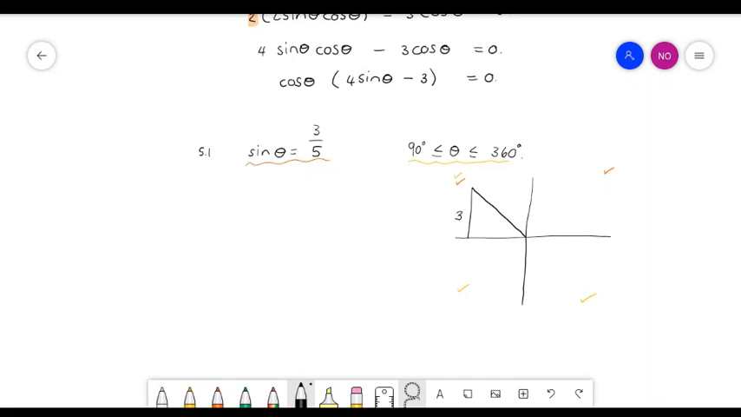Hypotenuse, so that's 3, that's 5. How do I calculate the third side? Pythagoras, which gives me a value of 4. Good. Okay, so that's how we start off.